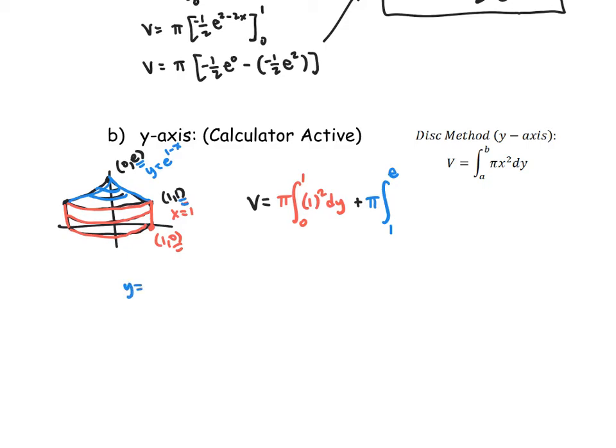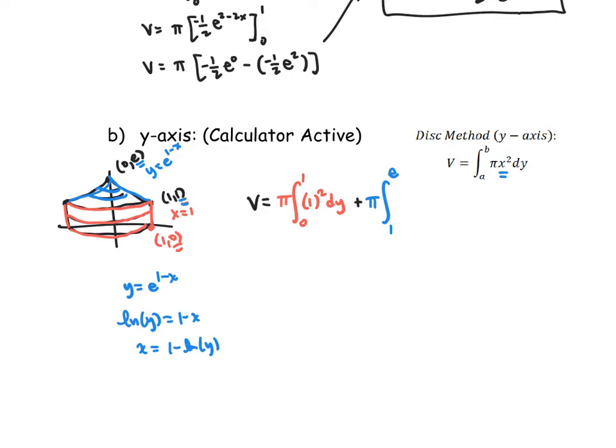However, I need to solve this for x in terms of y, remember, because I want x squared. So I'm going to write this in logarithmic form. This would be the natural log of y is equal to 1 minus x. And therefore, x would equal 1 minus ln of y.